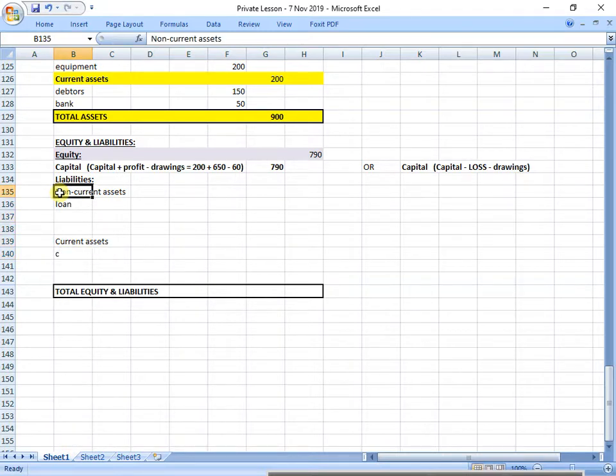Ooh, I need to replace these words. I just copy pasted. Okay, don't write current assets. It's the same as the top, just with a different word. Okay, liabilities instead of assets. Right, so I've got non-current here, and I've got current there. Creditors.